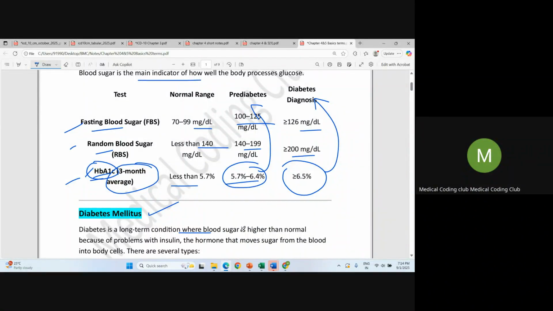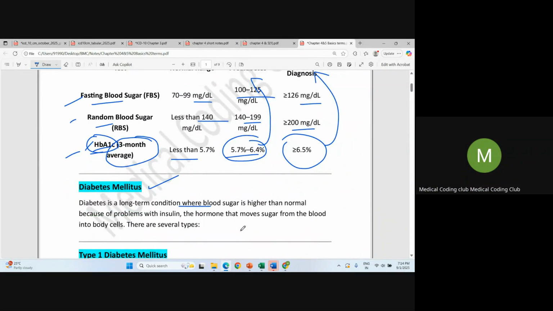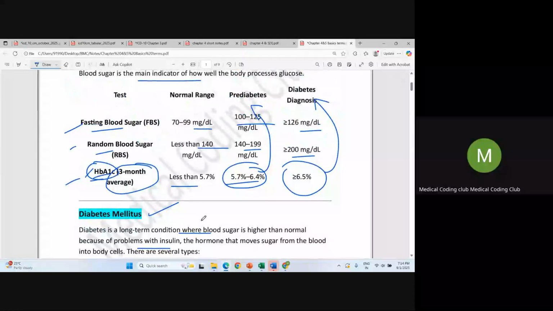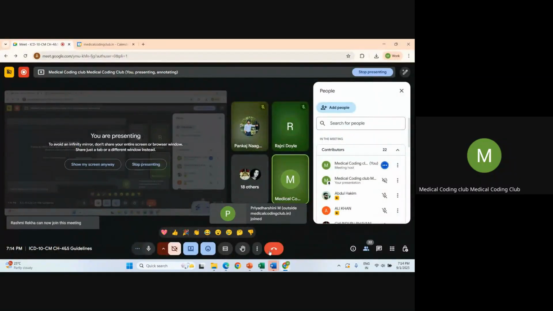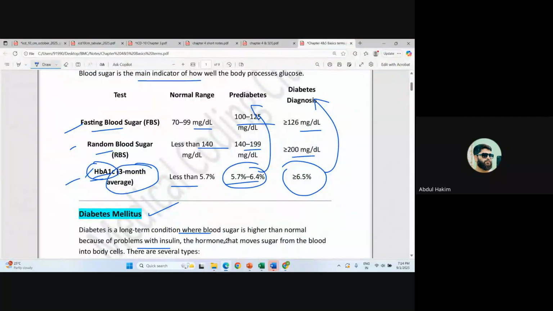A long-term condition where blood sugar is higher than normal because of a problem with insulin or hormonal changes. Okay, so how many types of diabetes are there? Type 1, type 2. And if it happens during pregnancy, what will we call it? Gestational diabetes.